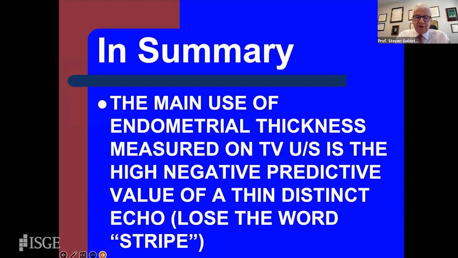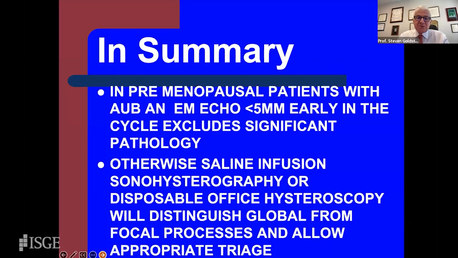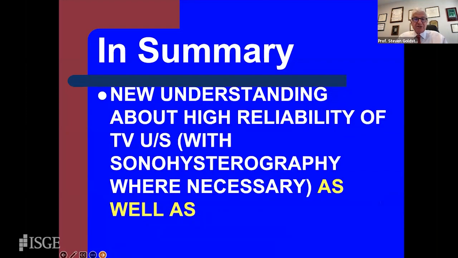So in summary, the main use of endometrial thickness measured on transvaginal ultrasound is the high negative predictive value of a thin, distinct echo. And if you, some of our registrars, stripe is not a stripe, it is an echo. In premenopausal patients with AUB, an echo, we say less than 5 millimeters early in the cycle excludes significant pathology. Otherwise, saline infusion, sonohysterography, or disposable office hysteroscopy can distinguish global from focal processes and allow appropriate next step triage.